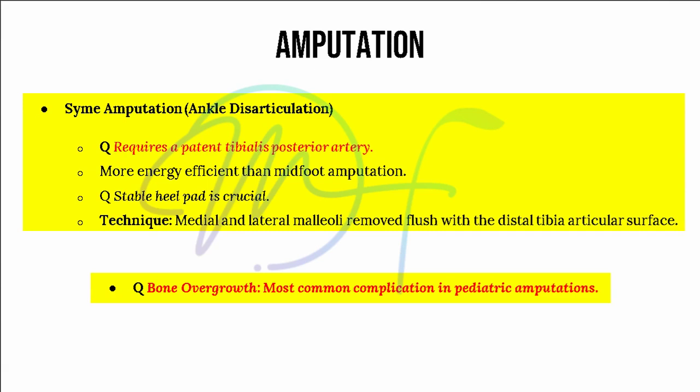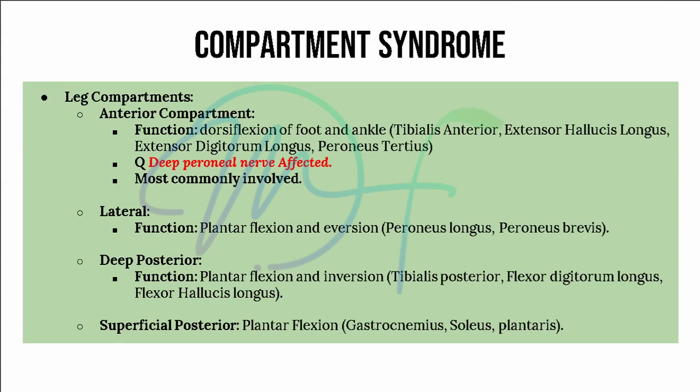The leg is divided into 4 compartments, each with distinct functions and musculature. The anterior compartment facilitates dorsiflexion of the foot and ankle, including muscles such as tibialis anterior, extensor hallucis longus, extensor digitorum longus, and peroneus tertius. This compartment is most commonly involved in compartment syndrome and is innervated by the deep peroneal nerve.